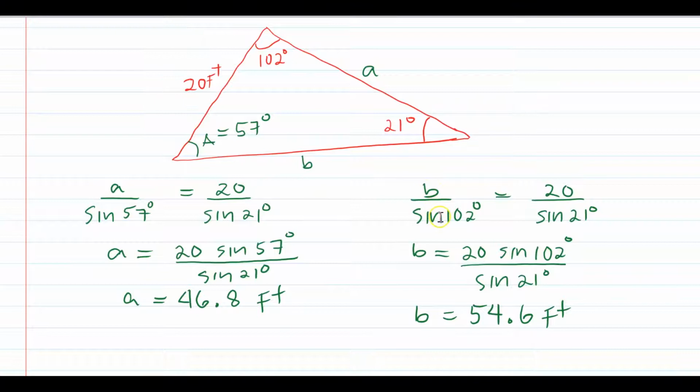Now to solve for side B, we can set up another law of sines. B over the sine of 102 degrees is equal to 20 over the sine of 21 degrees. B equals 20 times sine of 102 degrees over sine of 21 degrees. B equals 54.6 feet. So our answers for this question are: angle A is 57 degrees, side A is 46.8 feet, and side B is equal to 54.6 feet.